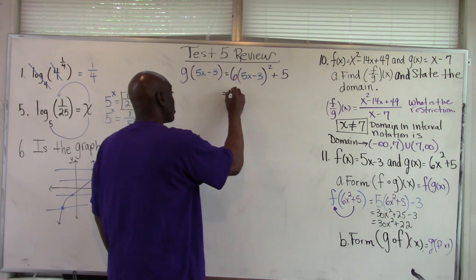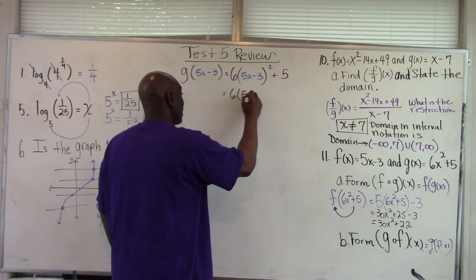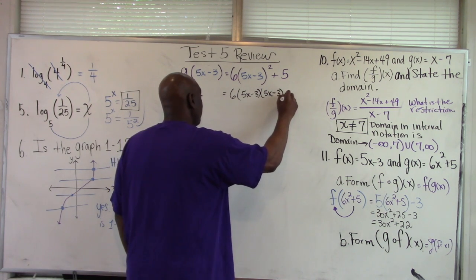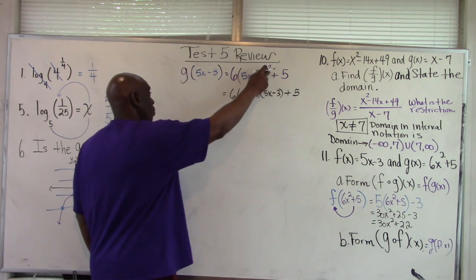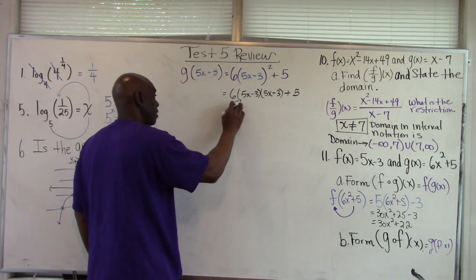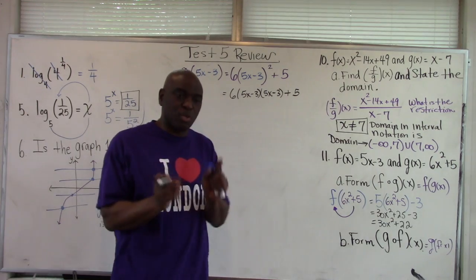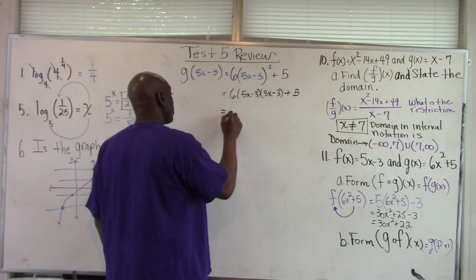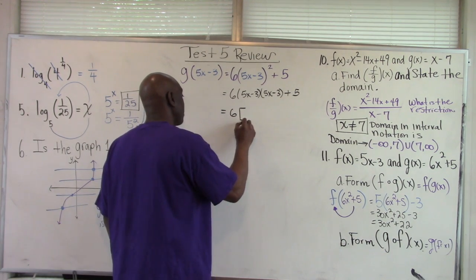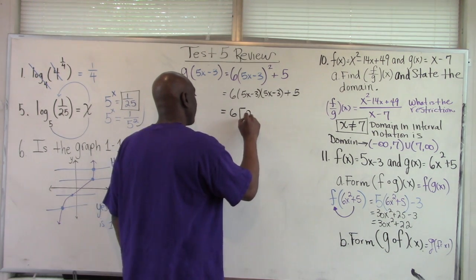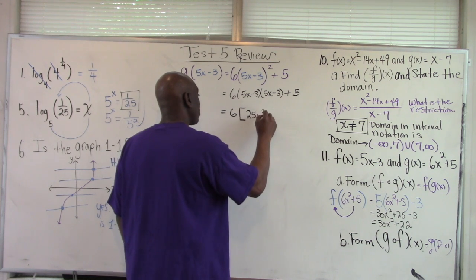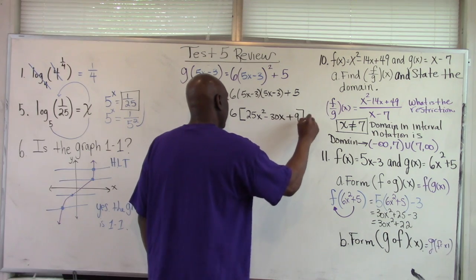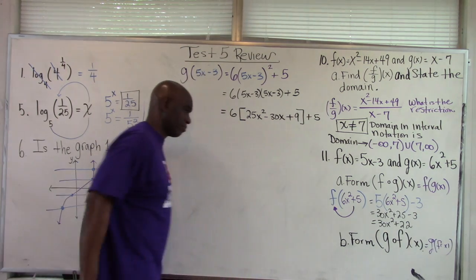So here we go. It's going to be 6 times 5x minus 3 times 5x minus 3 plus 5. You have to write it twice because it's 5x minus 3 quantity squared, so write it twice. Alright, and this is going to equal 6 times, we're going to have 25x squared minus 30x plus 9 plus 5.